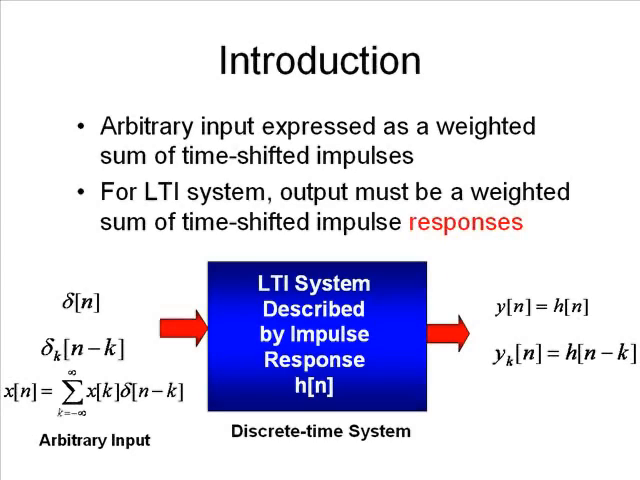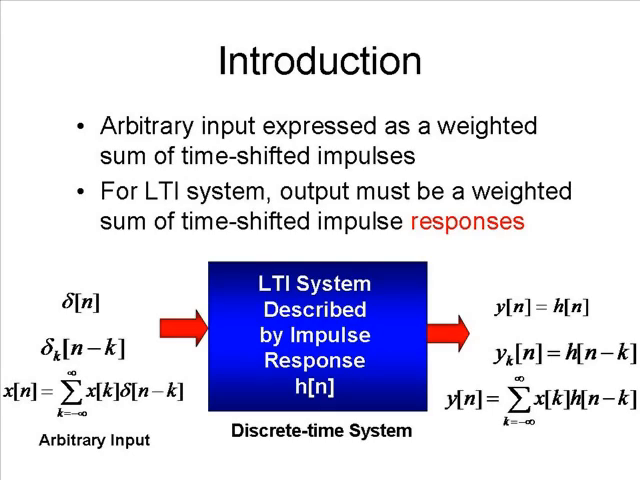Corresponding to our arbitrary input is our output sequence given by this equation, and I'll derive that in a later slide. This sum is also called the discrete time convolution, or the convolution sum.